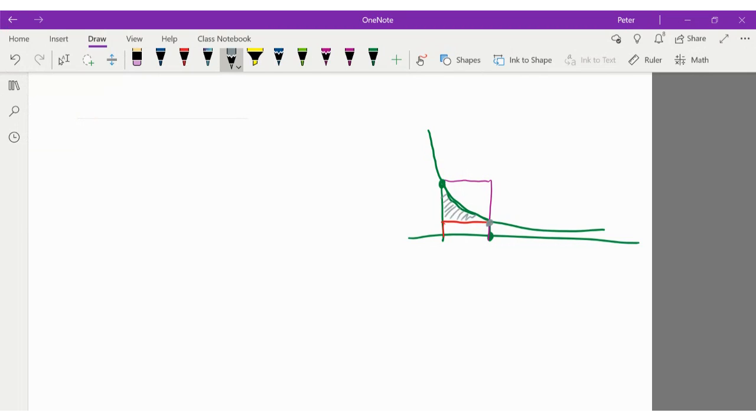On the other hand, up here, I'll draw in yellow highlighter, that's the amount of extra area that the left endpoint approximation puts in. And as you can see, the left endpoint approximation is giving you much more extra area than the right endpoint approximation is taking away. That's due to the fact that the function is concave down.